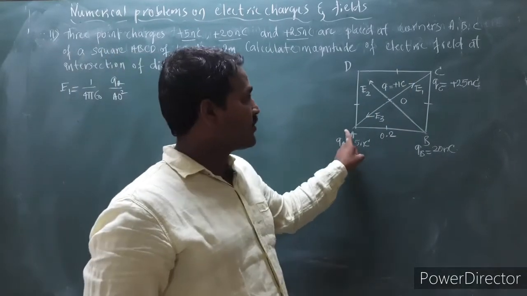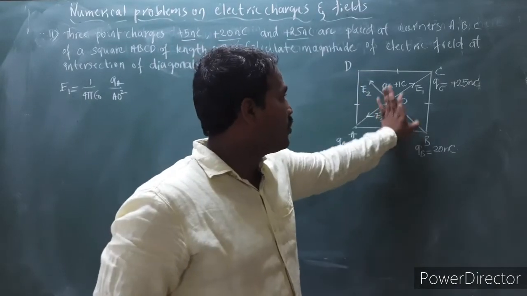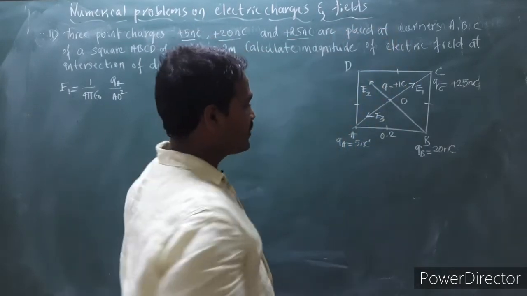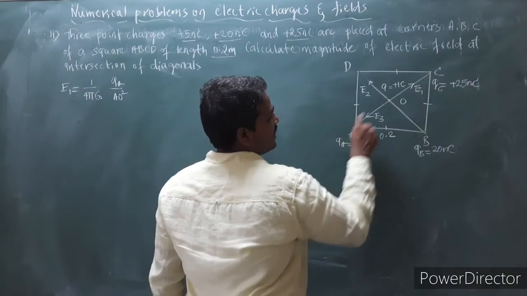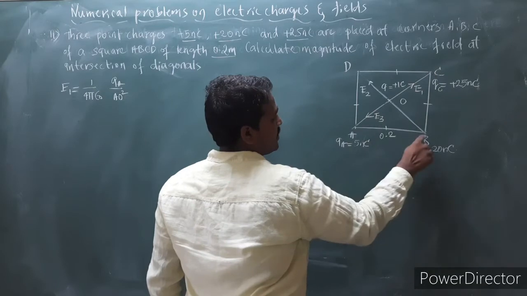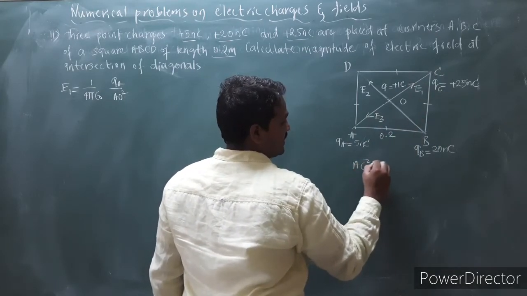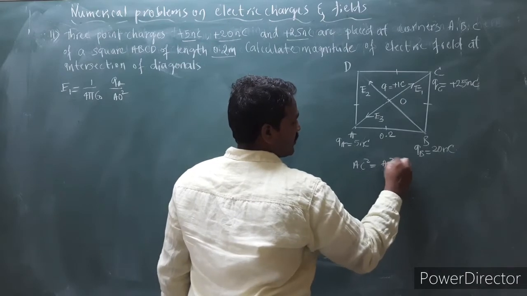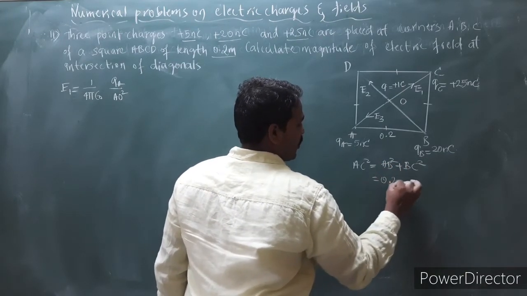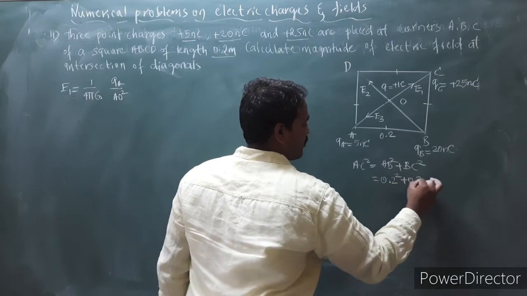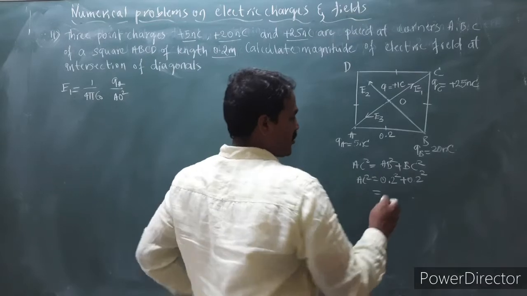But for calculation of E1, E2 and E3, I should know the values of AO, BO and CO. So we shall first calculate that. By using Pythagoras theorem, I can write AC square is equal to AB square plus BC square. So AC square is equal to AB square plus BC square, that is equal to 0.2 square plus 0.2 square here. So AC square comes out to be what?